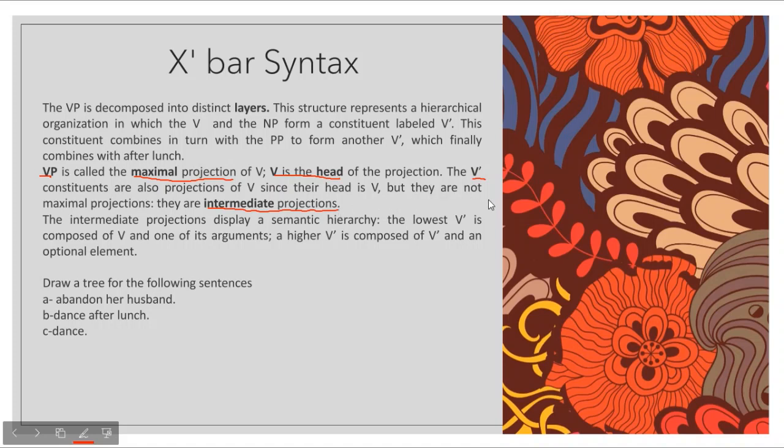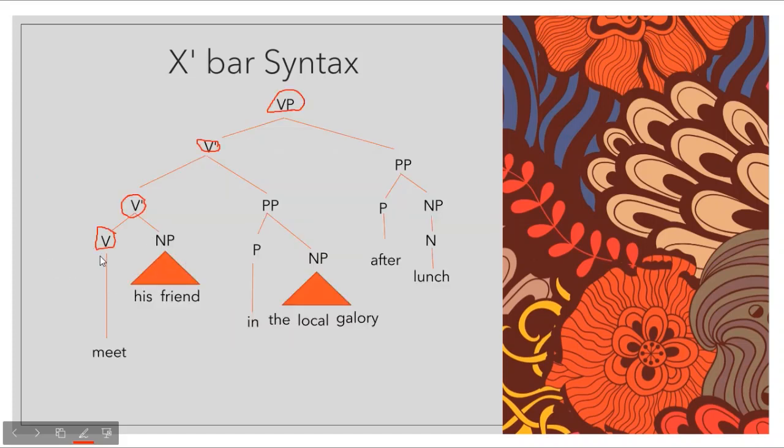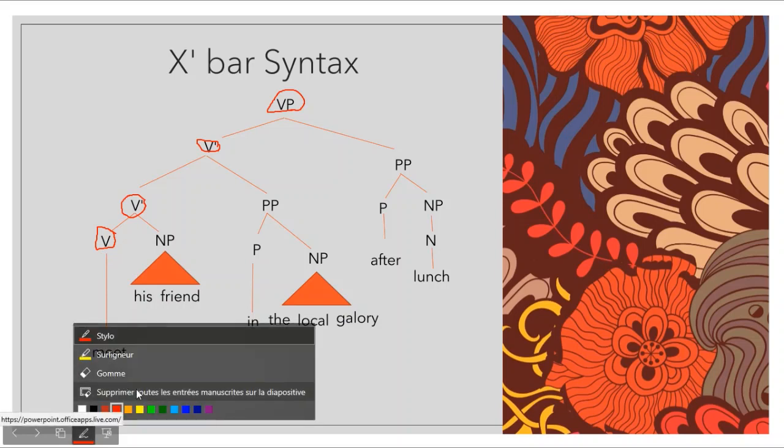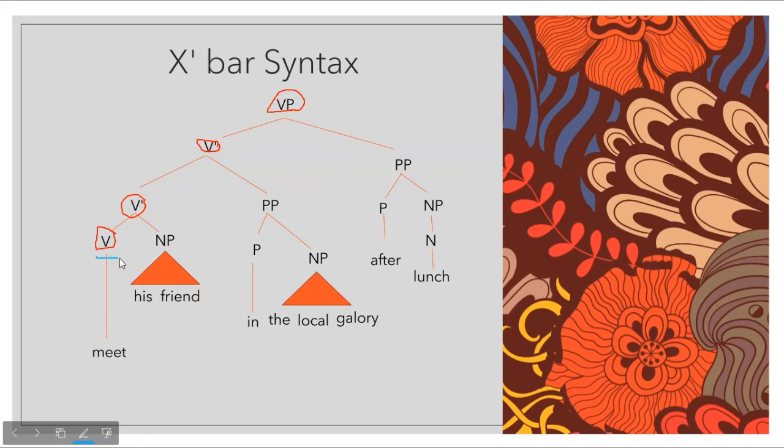The lowest V bar is composed of V and one of the arguments. A higher V bar is composed of V bar and an optional element. Here this means that, let's put another color, this V is the head, the most important element in the whole tree. Okay, because it's a VP, the head of a VP must be V.